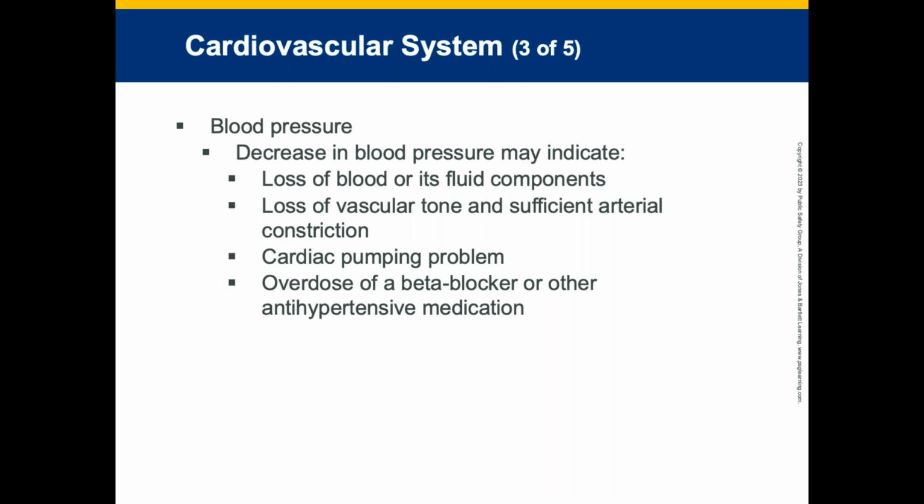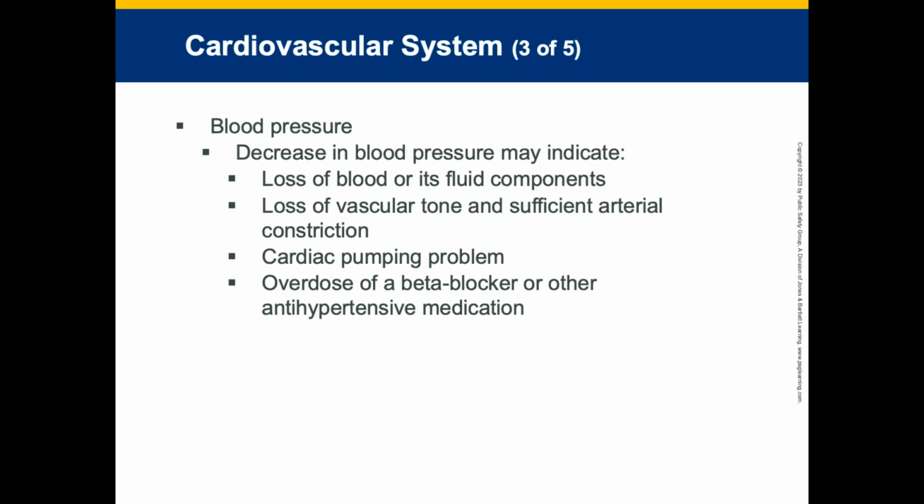Cardiac pumping problems, like cardiogenic shock as well, or overdose on beta blockers or other antiarrhythmics like calcium channel blockers and things like that, or antihypertensive medications can also cause a decrease in blood pressure. That's why it's so important to look at their medication list. As shock progresses, blood pressures will start to fall. We start getting into our decompensated shock.